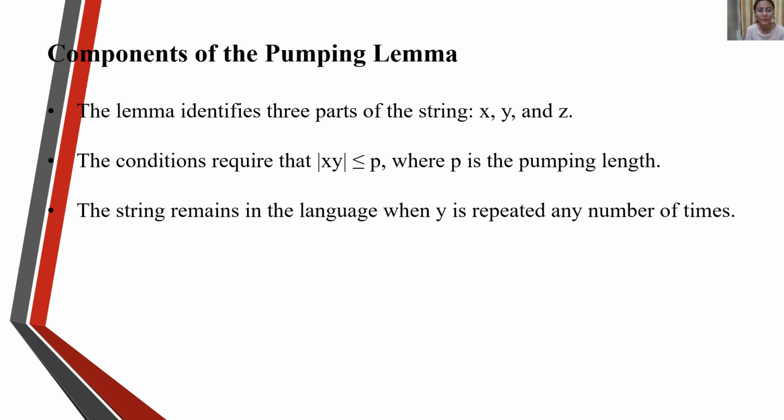Components of the pumping lemma. The lemma identifies three parts of the string, that is x, y and z. The condition requires that the length of xy is less than or equal to p, where p is the pumping length. The string remains in the language when y is repeated any number of times.